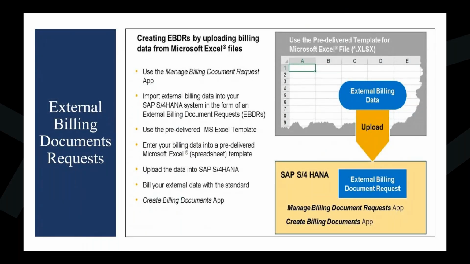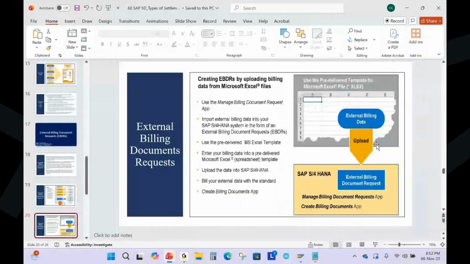Enter your billing data into a pre-delivered Excel template, and then upload the data into SAP S/4HANA. Bill your external data with the standard. Create billing documents. This is for creating your billing document basically. Okay, so now let's see how it works.